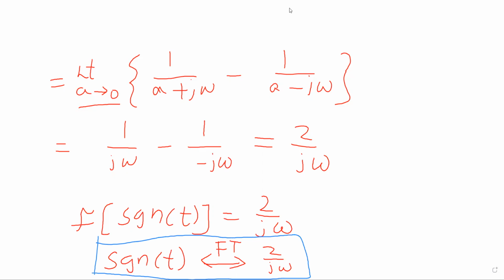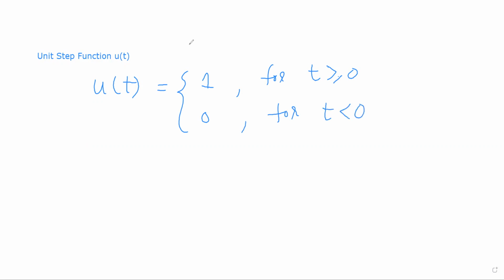Okay, so that's the standard signal known as the signum function. The next standard signal is the unit step function. As we know from the previous discussion, the unit step function has the value plus 1 for all positive values of t, that is t greater than or equal to 0, and it is 0 for t less than 0. That is the unit step function.